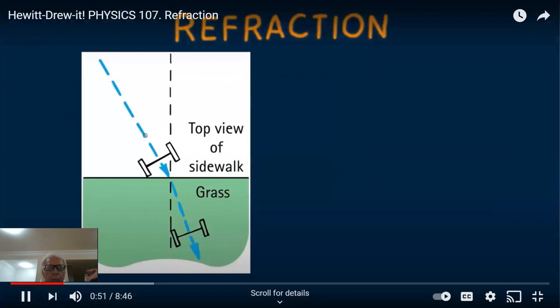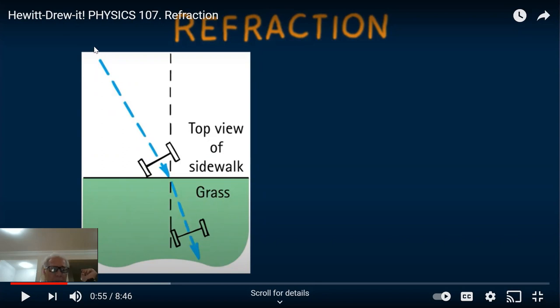If you roll a pair of cartwheels down a slight incline from sidewalk to grass. That's a very good analogy of what happens to light, okay? So what do you have here? Let's say you have a car, and here are the wheels of your car, and it's traveling here on the pavement. And here the car is going towards this grass field. On the pavement, you have more traction and the car can go faster. On the grass, you don't have as much traction and the car goes slower.